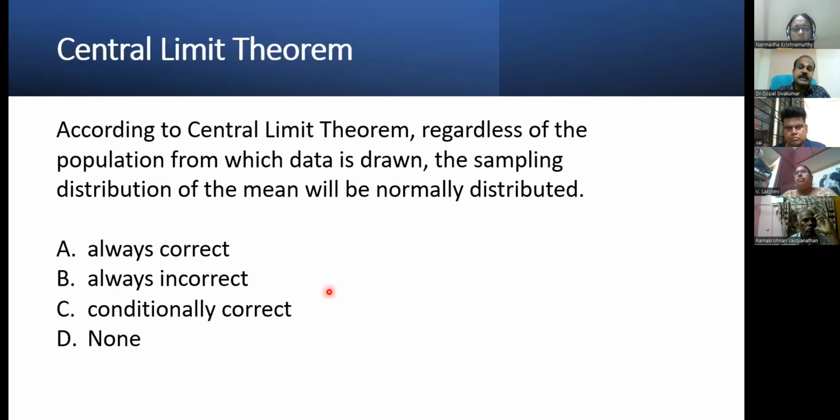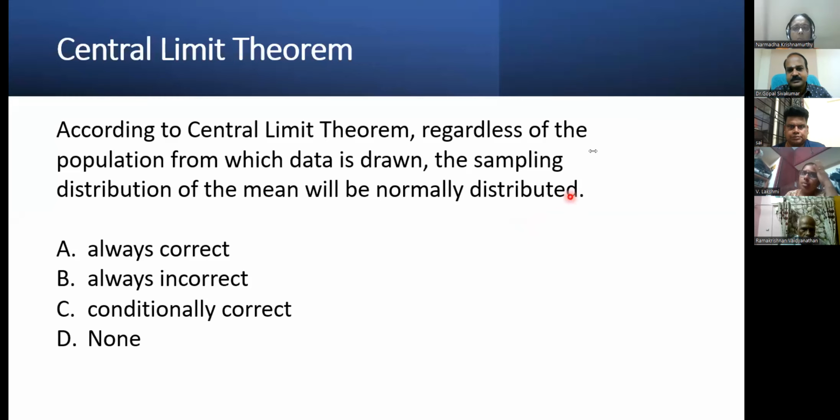Now, this is a theoretical question, but still I want to ask you. According to the central limit theorem, regardless of the nature of the population from which the data is drawn, the sampling distribution, which means the distribution of sample averages, known as the sampling distribution of the mean, will be normally distributed. Do you think the statement is always correct, always incorrect, correct subject to certain conditions, or that nothing is applicable?